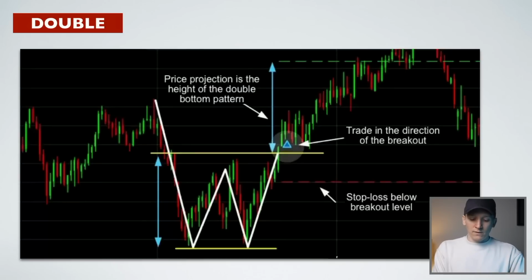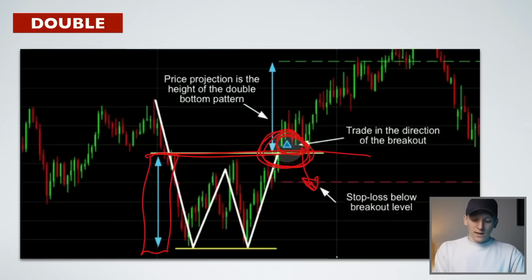So what we would do is look for a double bottom and then the price breaking out of the double bottom pattern, this resistance, we would trade right here, put our stop loss a little bit lower, and then our take profit is the height of the double bottom pattern. So we would be looking at somewhere like that for our take profit.